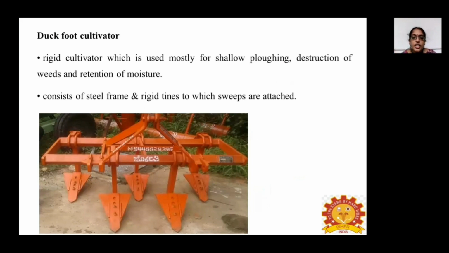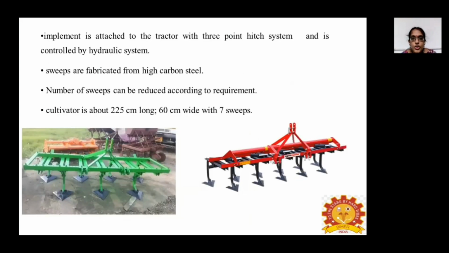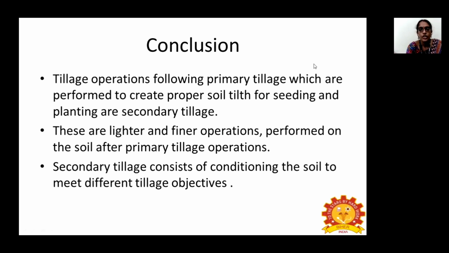It consists of a steel frame with rigid tines to which the sweeps are attached. It is attached to the tractor with the 3-point hitch mechanism. The sweeps are normally made from high carbon steel. The number of sweeps can be reduced or adjusted as required. The cultivator is normally about 225 centimeters long. Now let's discuss what we have learned so far.